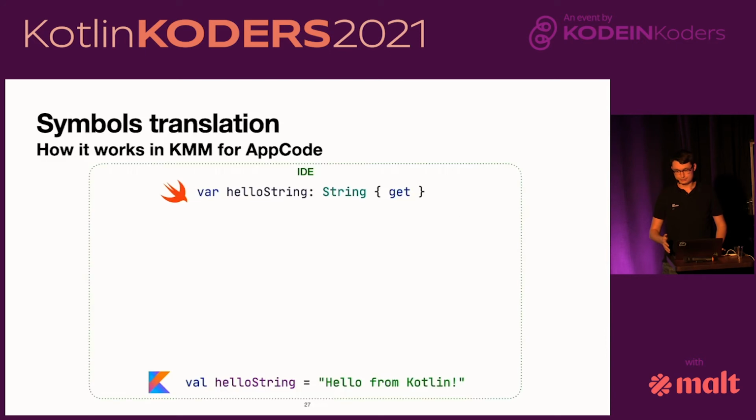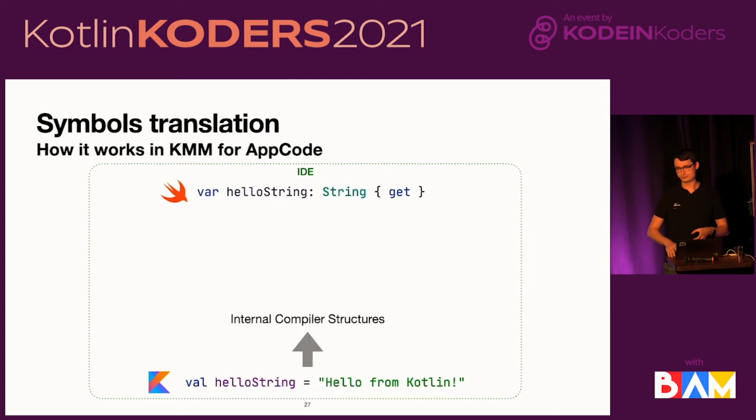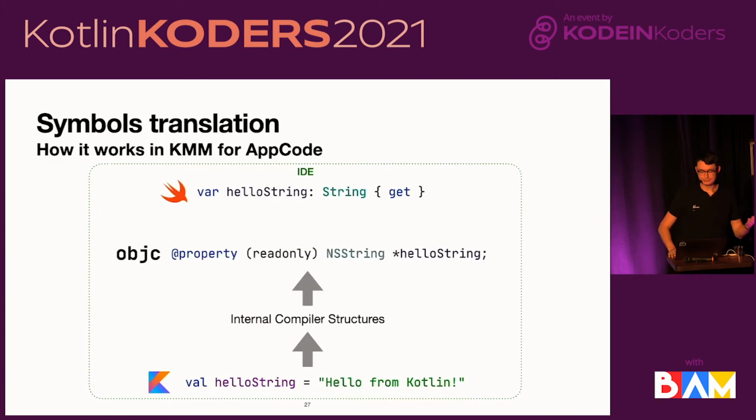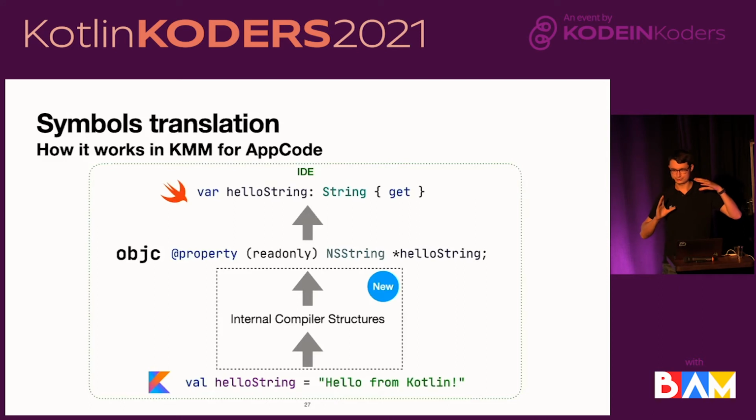And now, this way of getting a Swift symbol from a Kotlin symbol would look like this. We first get internal compiler structures. From this, we get an Objective-C symbol, and from that, we get a Swift symbol. And this part with internal compiler structure is quite new. That's the innovation brought by the KMM plugin for AppCode.